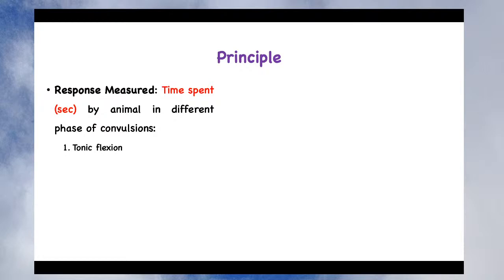The first phase is the tonic flexion. Now what happens when the animal is in an upright position? Upright position means he is standing on his legs, right? Both hind paw and forepaw. So he is standing on his legs, and then you apply the electrode. The moment you switch on and give the electrical shock, the animal will fall down, because the first symptom of tonic-clonic convulsion is unconsciousness, and due to unconsciousness the animal will fall down, right? And he will show different phases.